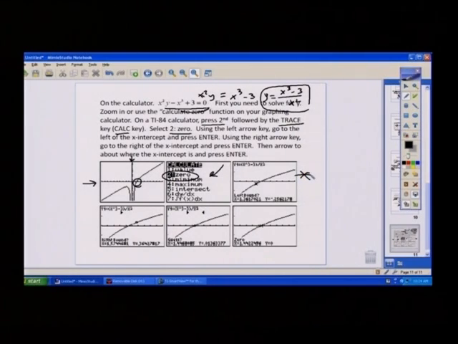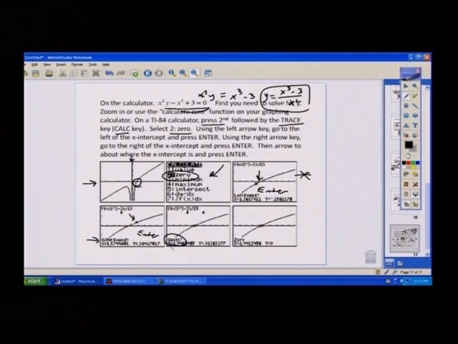And it asks you, where is the left bound? So I can see that it's crossing my x-axis in that location. So I arrowed over to the left of the x-intercept, and that's going to be my left bound. And once you do that, you hit enter. Then the calculator is going to ask you, where's the right bound? Can you go to the right of where the x-intercept is? So I arrowed over, using my arrow keys, to this location. And when you get there, you press enter.